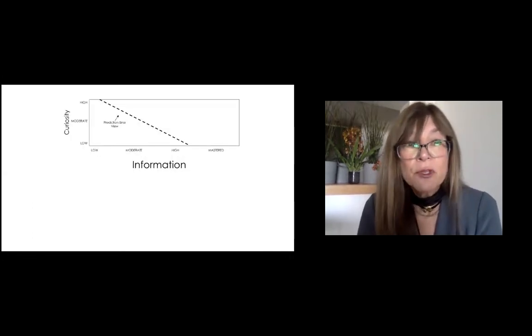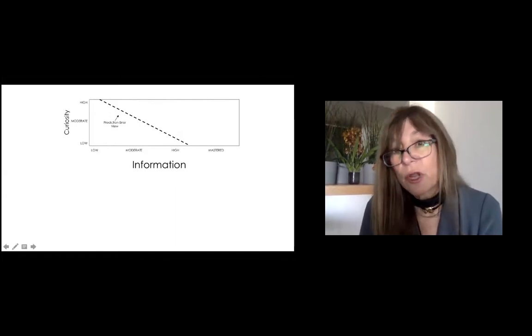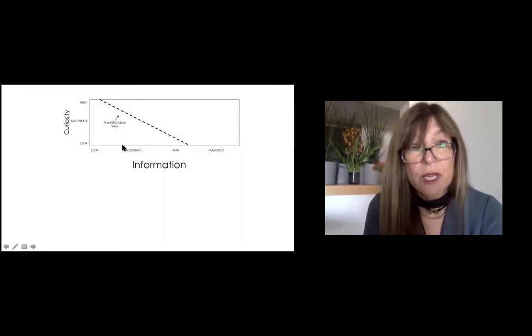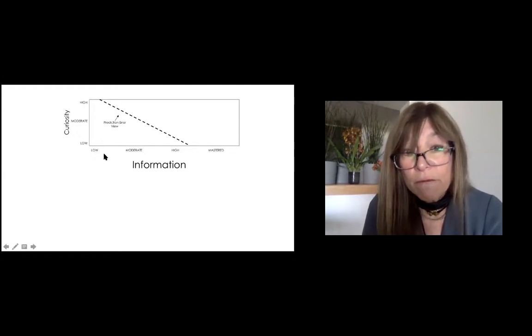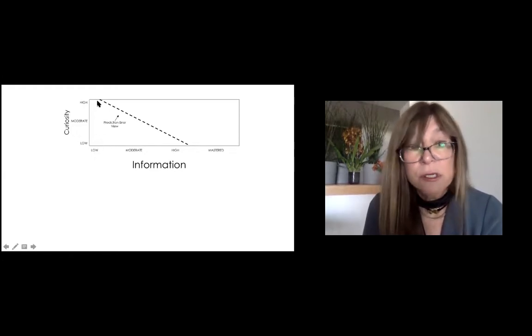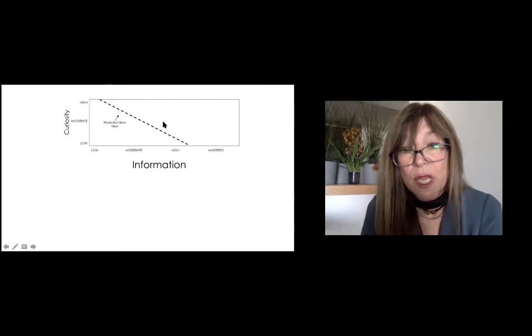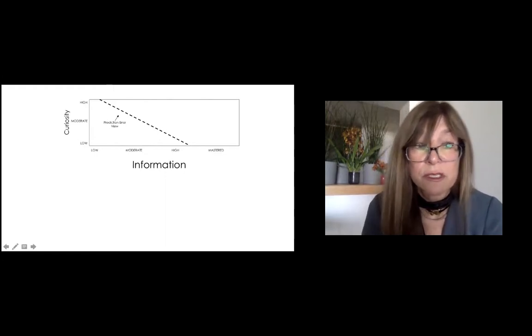So if we were to plot information, you've mastered, you've already got the answer, versus you've got a lot of information, a moderate amount of information, or low information. When you have low information, you have the most uncertainty and you should be the most curious. And as you get more and more information, you should become less and less curious. So that's your prediction.